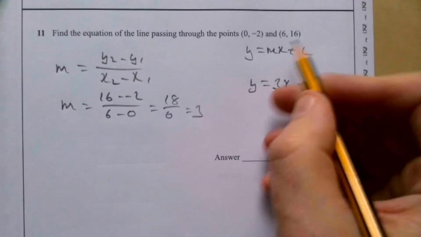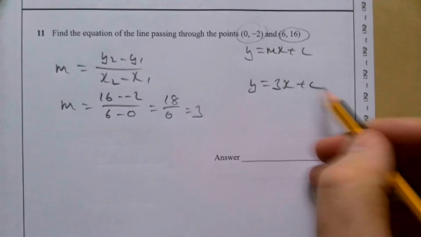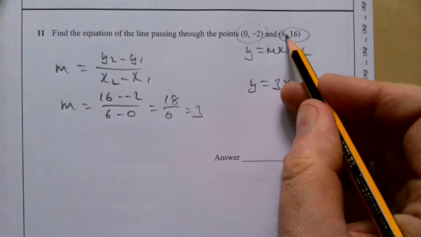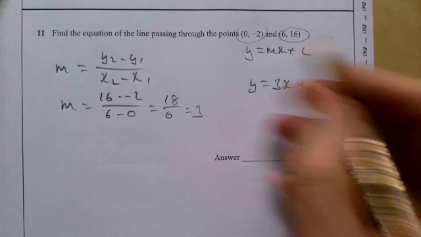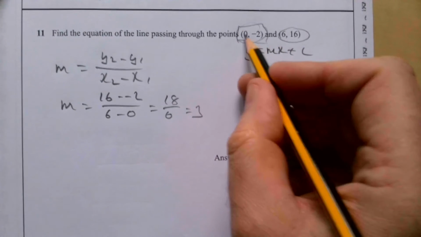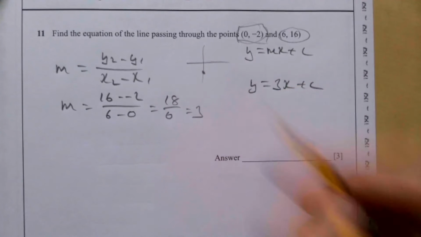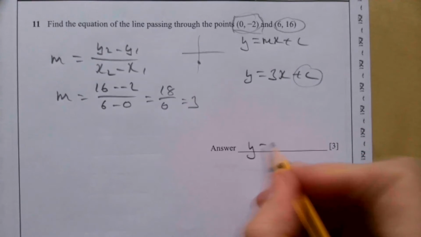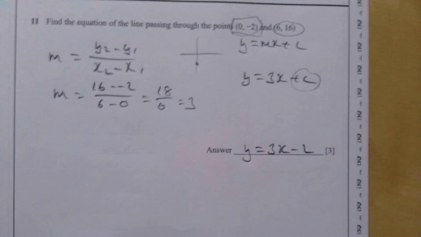Now normally you can substitute either this coordinate or this coordinate into this, and that'll find your c. So what do I mean by that? You exchange your y for a 16, your x for a 6, and sub it in and find the c from there. But they've given us a wee special coordinate here, the point (0, -2). Think about that on the graph. 0 across, 2 down, that is my y-intercept. So this here is just minus 2. So that's y = 3x - 2.